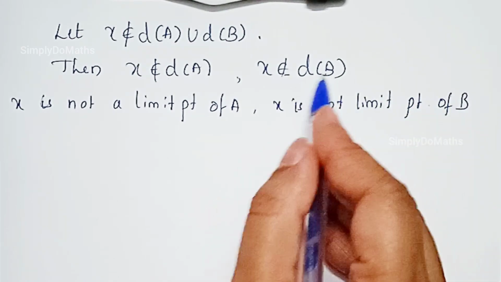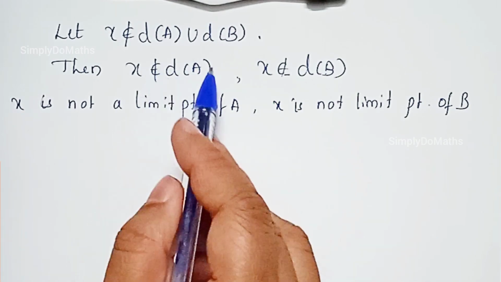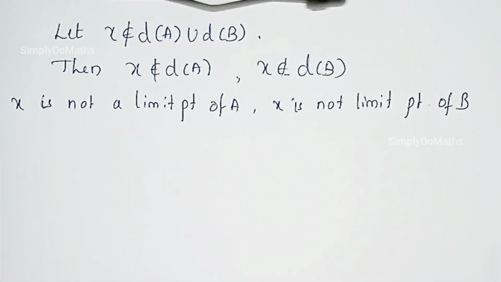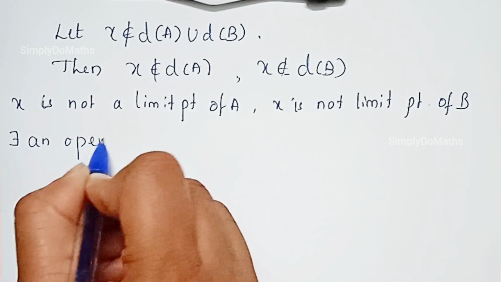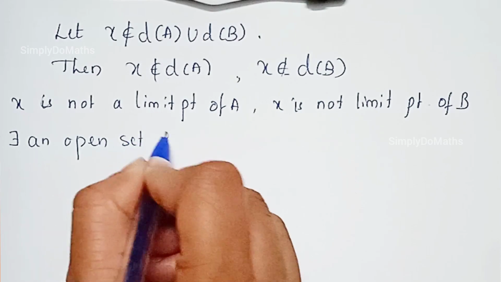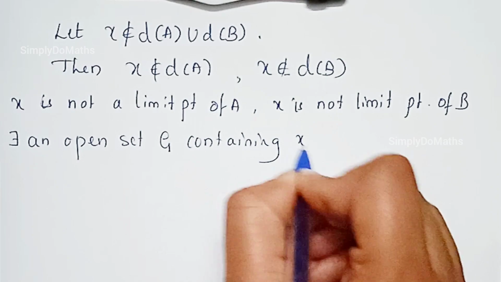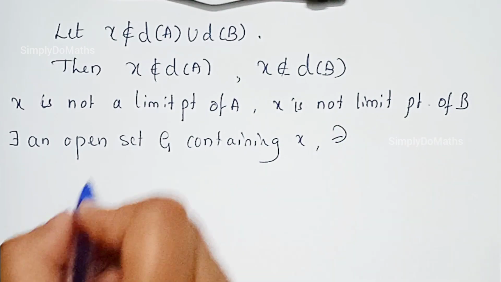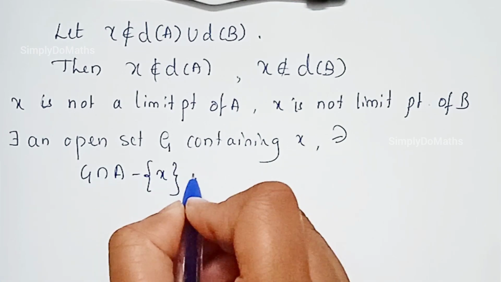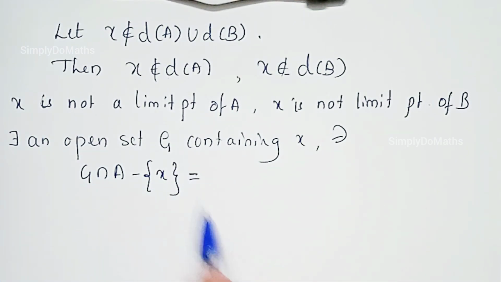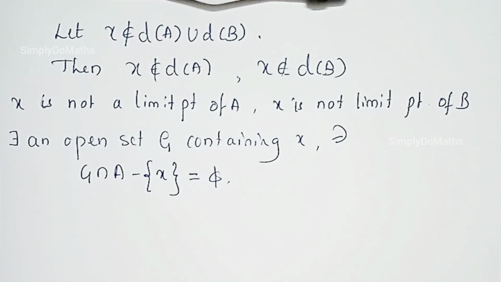Right? The derived set of any set is nothing but the set of all limit points. So not belonging implies not a limit point. Therefore, there exists an open set, I am considering G containing X, such that, by the definition, G intersection A minus the singleton set {X}, if X is a limit point, then it will not be equal to empty. If it is not a limit point, then it will become equal to empty.